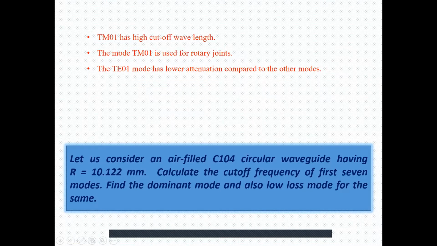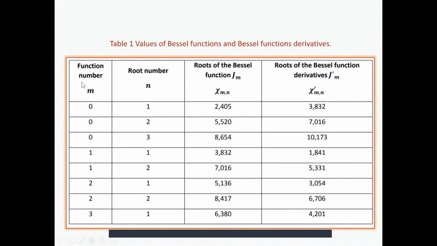For designing the C104 circular waveguide, first we have to know that the design formula of a circular waveguide depends on the Bessel function. The transverse magnetic mode depends on the value of the Bessel function, and the transverse electric mode depends on the derivative of the Bessel function. In this table we can see that M and N are the mode numbers. Here we are representing M and N, the third column is the root of the Bessel function, and the fourth is the root of the Bessel function derivative.